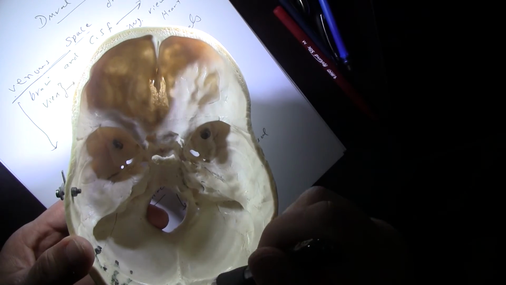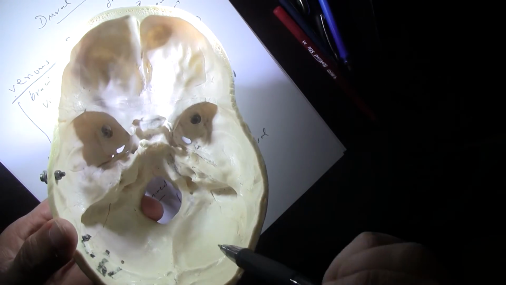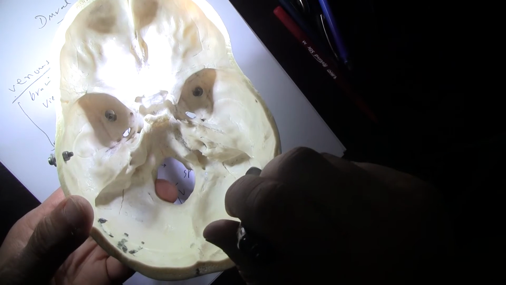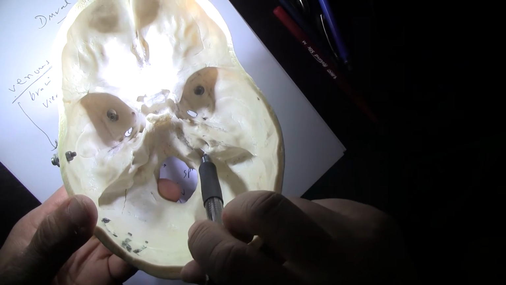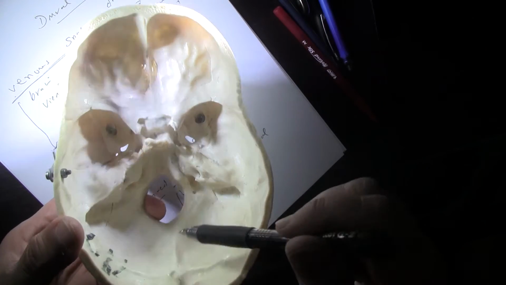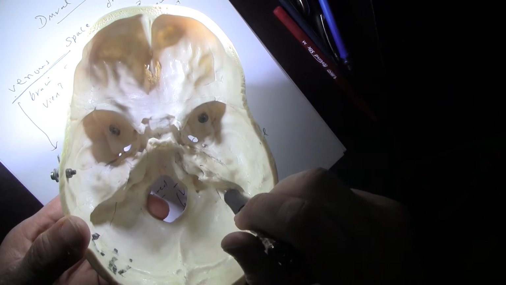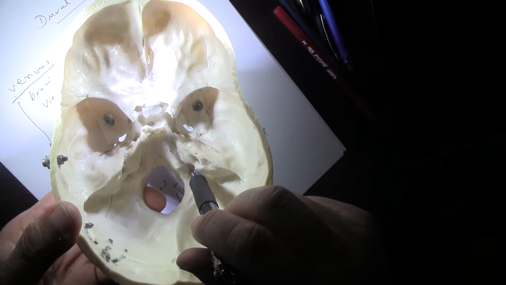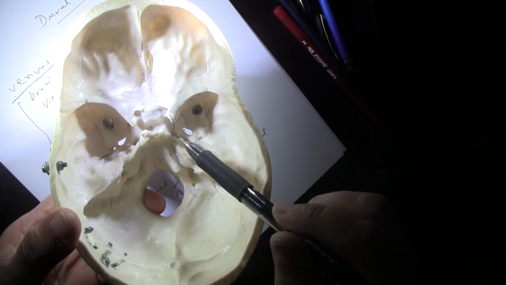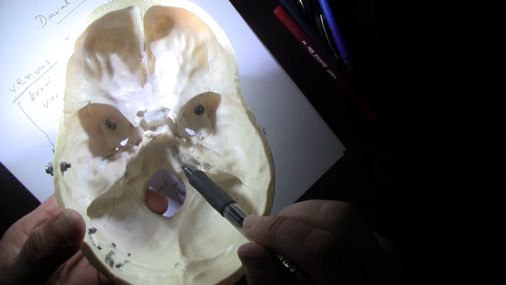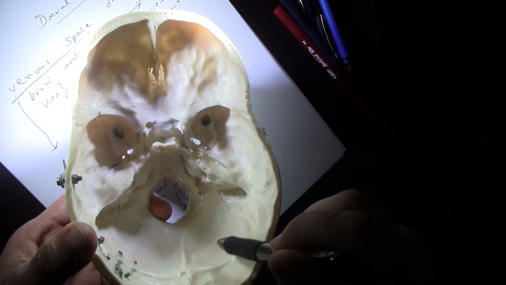Behind here, you have transverse sinus, one on each side. The transverse sinus is going to continue down here as sigmoid. Then sigmoid continues as internal jugular vein. Transverse, sigmoid, internal jugular vein. Okay, those are paired sinuses: sphenoparietal, cavernous, superior petrosal, inferior petrosal, sigmoid, transverse.